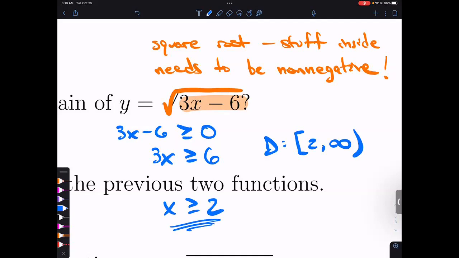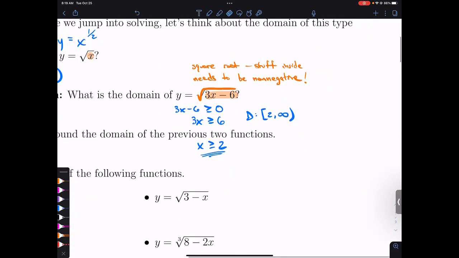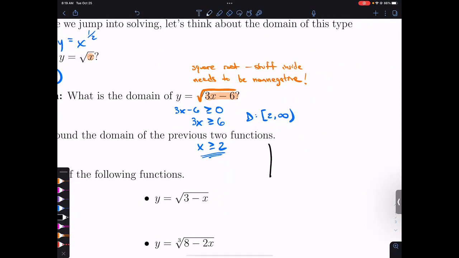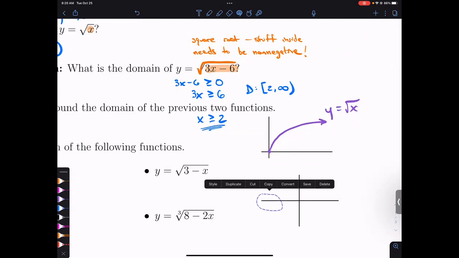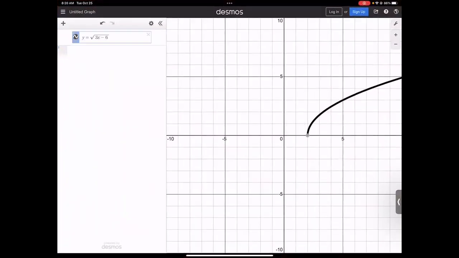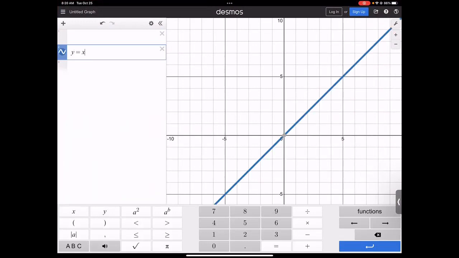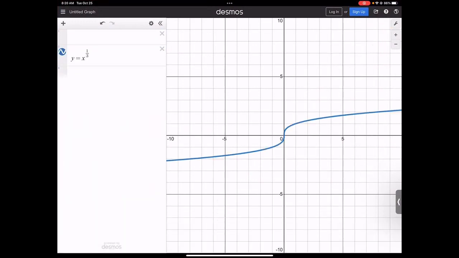There are 2 basic pictures that we need to have in mind. One is the square root function. And the other is the cube root function, which we've seen a little bit, but it's, again, been a while. The cube root function, let's take a look at it. X to the 1/3 looks like that.